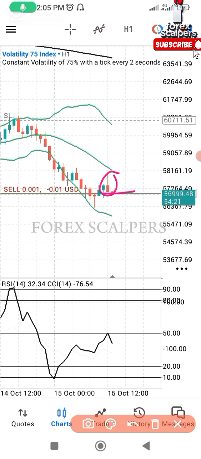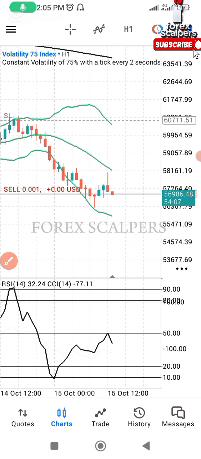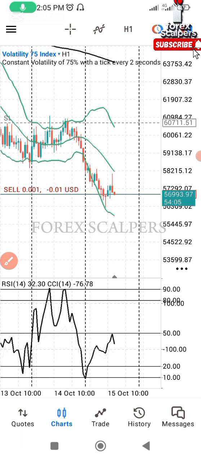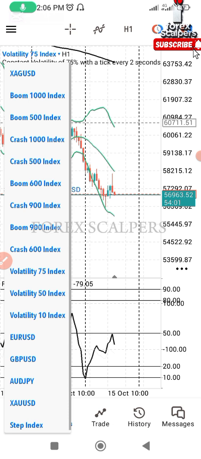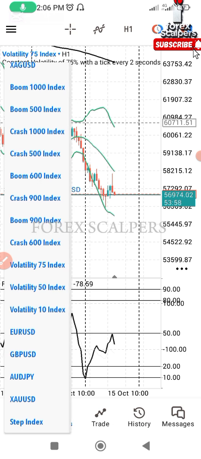And then price pulled back to 50% of my RSI and my CCI line, retested it and crossed to the downside. So this is my confirmation, and that is why I take this trade, and that is simply how you can go about it in any price scenario of your choice.